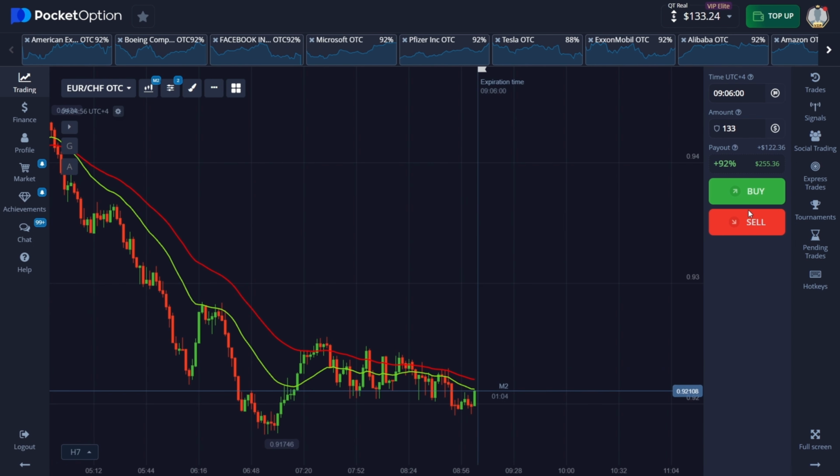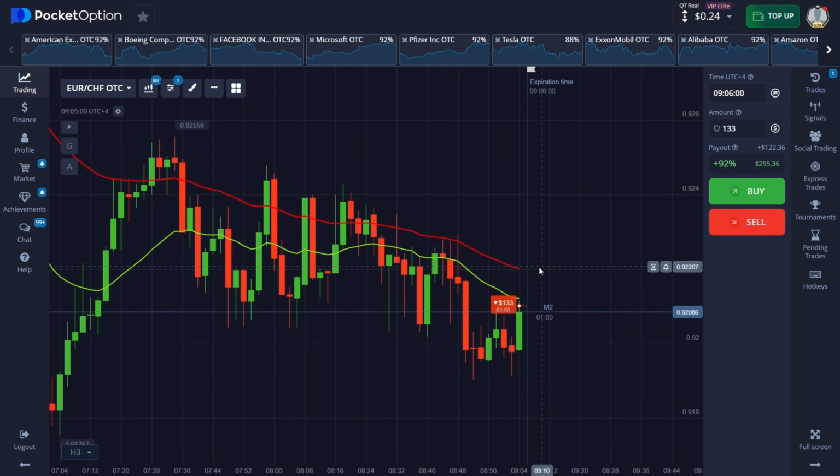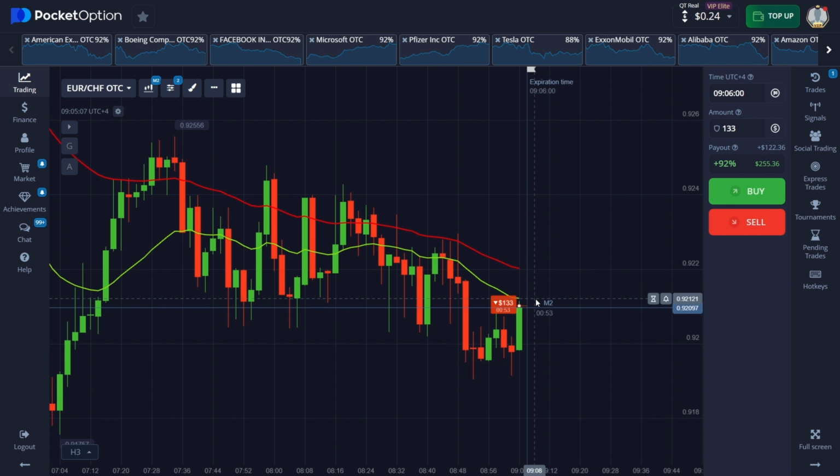If this candle gives us an entry near the moving average, I'll place the trade. I got an entry and placed a trade for the downside move, worth $133 near the 25 EMA. Currently, the trade is going in our favor, and you can see the candle timing is set for 1 minute.